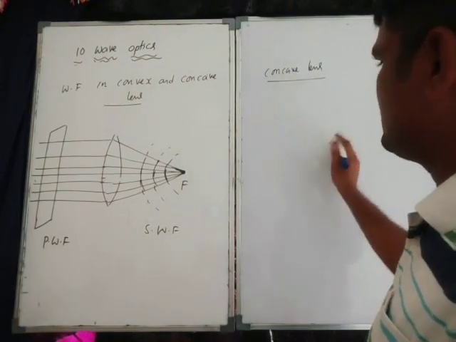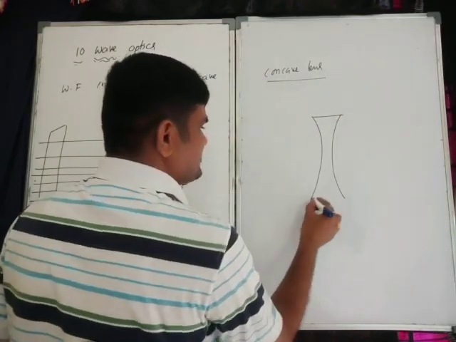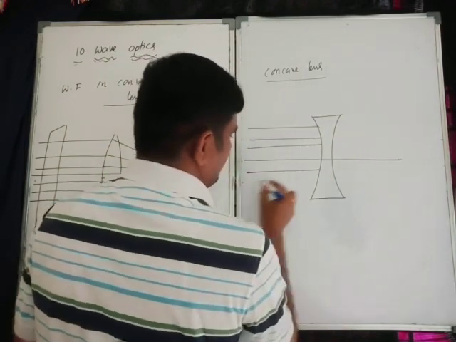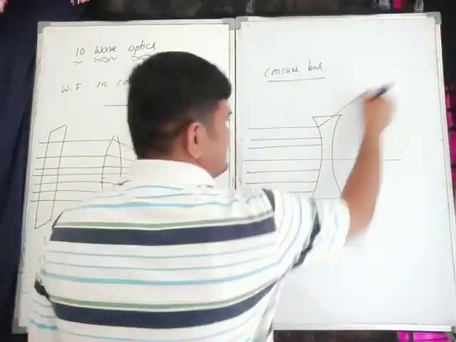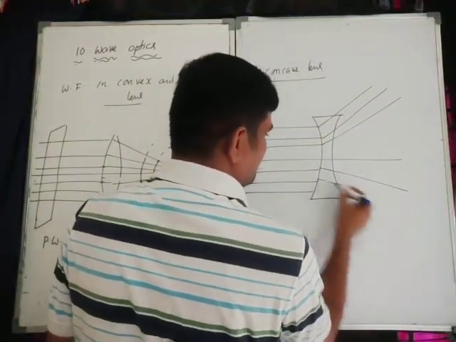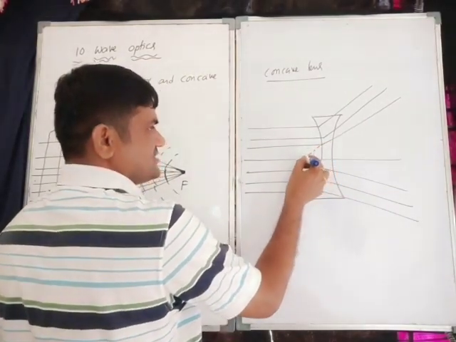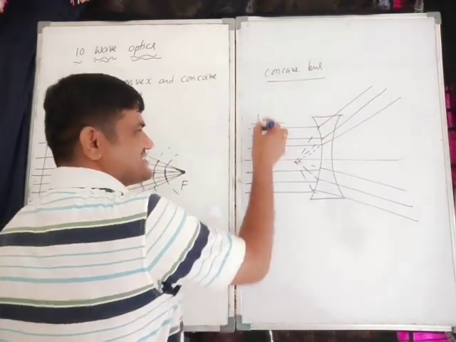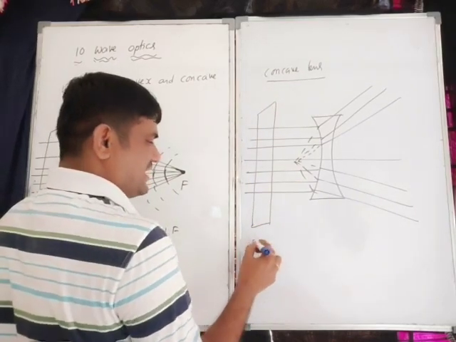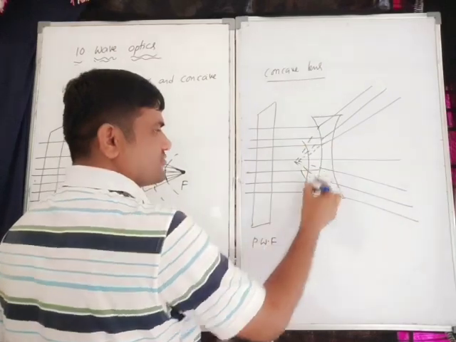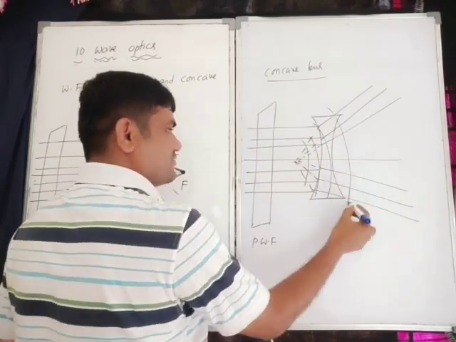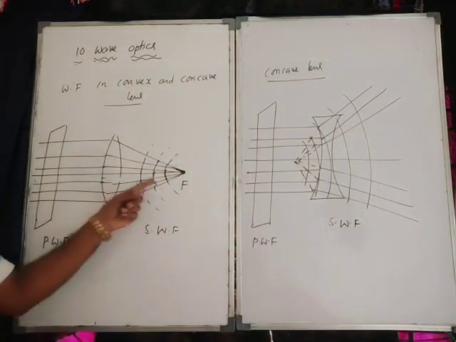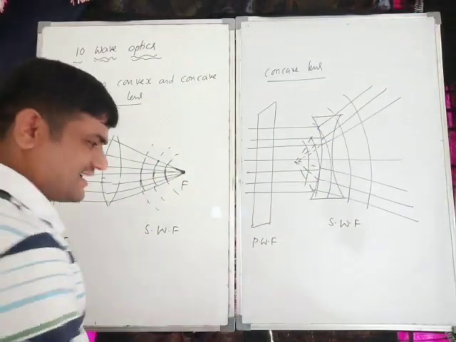Similarly, the concave lens. I will consider this is the concave lens. These are the incident rays, this is the principal axis. Then what happened? They diverge, and appear to meet. So before refraction it is a plane wavefront. After that, concentric spheres like that. This is a spherical wavefront. Remember, one is the converging wavefront and one is the diverging wavefront.